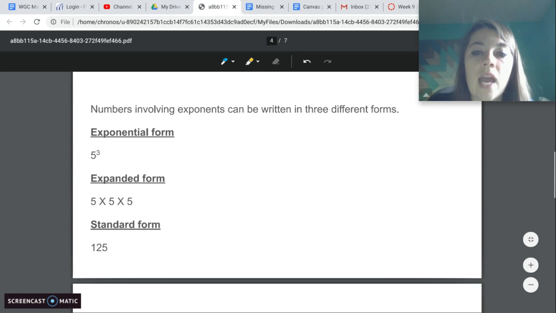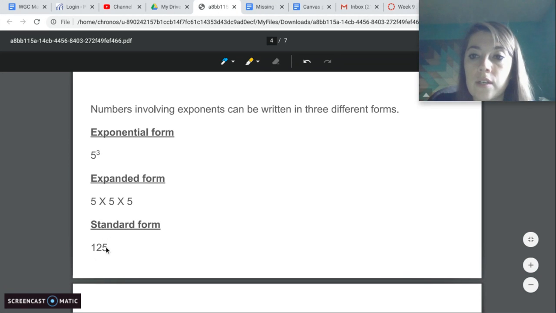Numbers involving exponents can be written in 3 different forms. The first form is exponential form: 5 to the 3rd power. That's how we'd say that. 5 is our base, 3 is our exponent, just like what we talked about on the previous slide. Expanded form is where we write it out, 5 times 5 times 5. So it's 5 times itself 3 times.